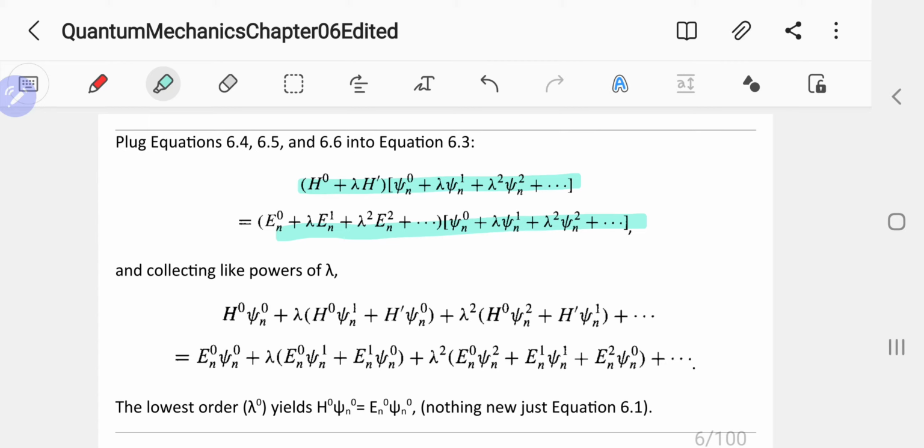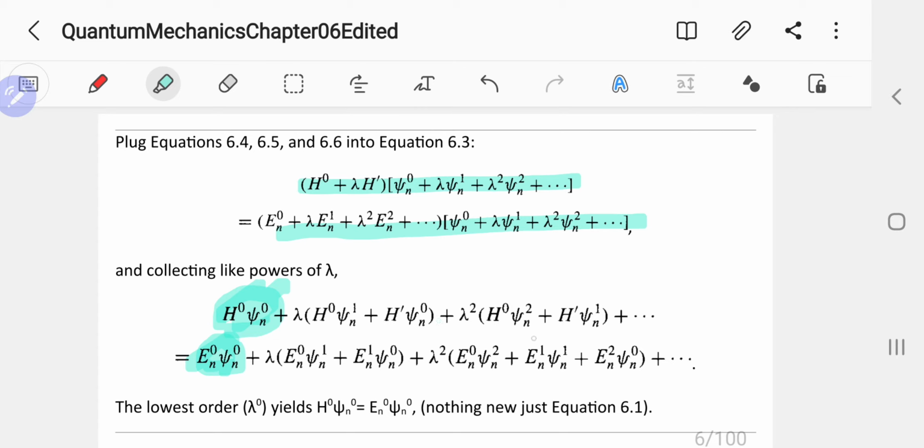Now we collect the powers of lambda such that we have this one on the left side, and this one on the right side. These are just the original Schrödinger equation, but here is now the correction.